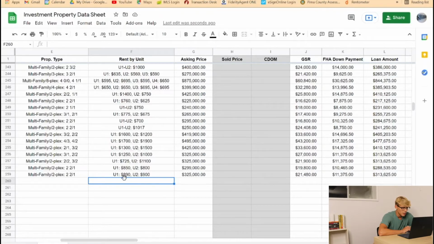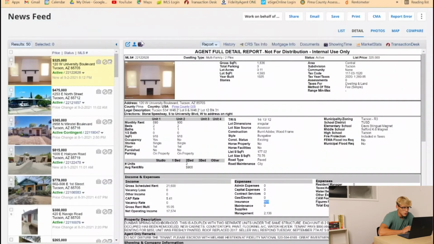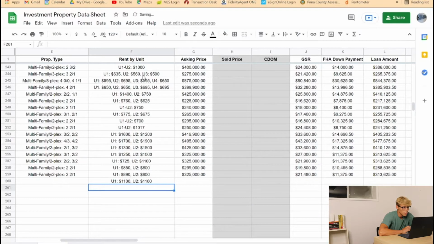So what you're going to do is we are now going to change this to 1,100. And we're going to change unit 2 to 1,100 because I believe they were the same square footage, if I'm not mistaken. Yeah, they're the same square footage, so they should be able to rent for about the same. They're both in decent condition. So we've changed our rents to both 1,100. So what would this property look like if we could rent both units for 1,100 instead of 900?